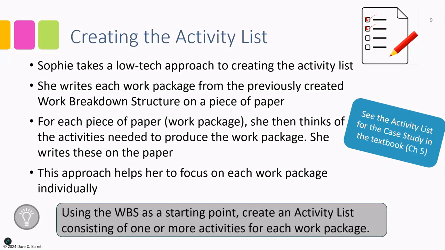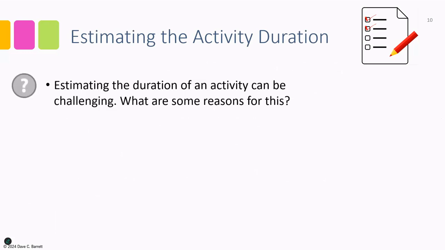So key idea, using the WBS as a starting point, create an activity list consisting of one or more activities for each work package. Okay, our next step is we need to estimate the activity duration. Now, the activity duration is the period of time that the activity will be executing. So it's total time available. It's not the actual amount of work that will be done. We'll talk about that later. It's the start and end of the activity.